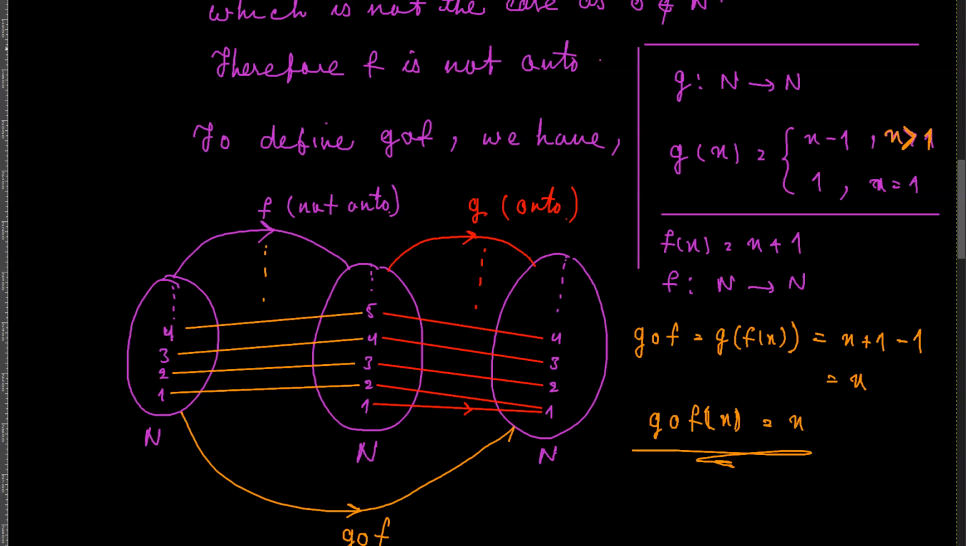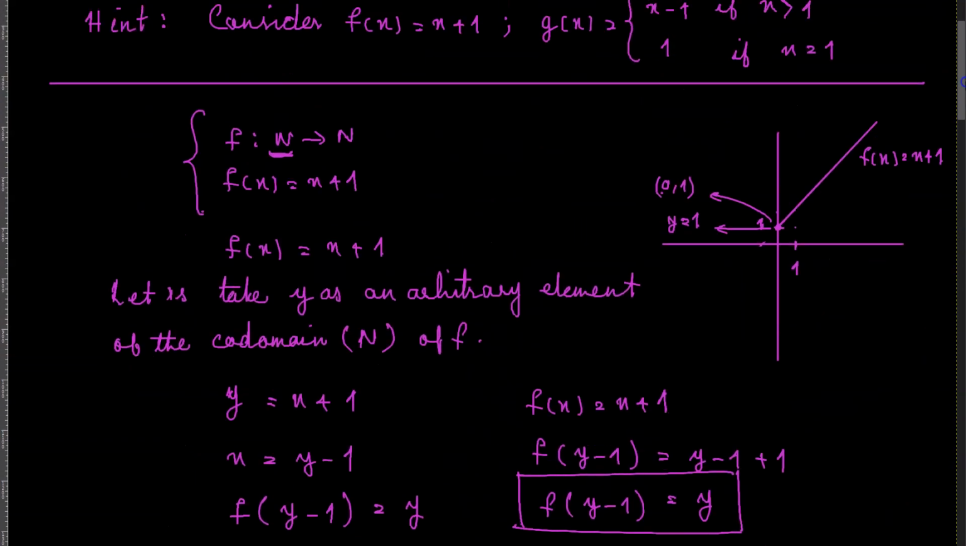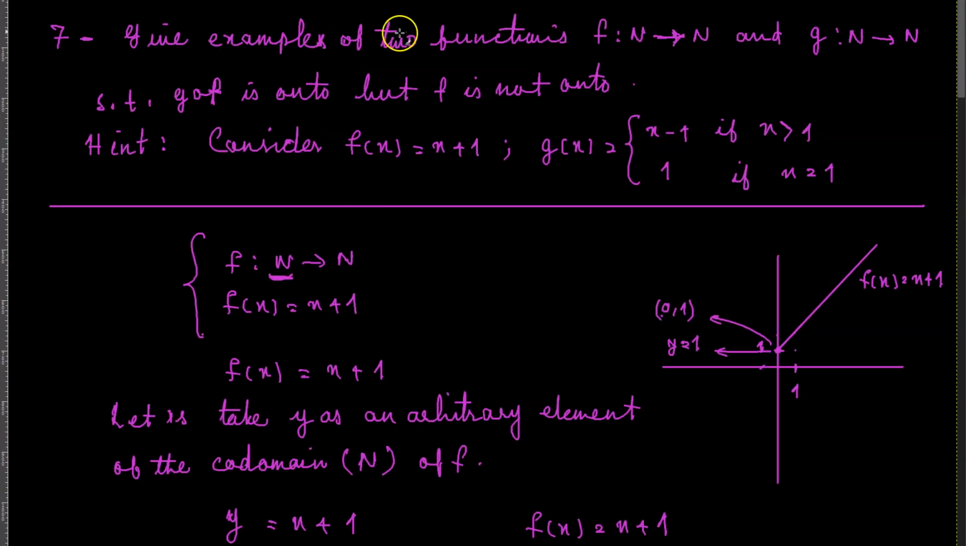Here we have, so you already are hopefully familiar with the question. We wanted to give examples of two functions f and g, both from N to N, such that g of f is onto but f is not onto, and we considered f of x is equal to x plus 1, g of x is equal to this function that we are already familiar with. So this is the solution based on the solutions that we have, and of course you know that all of these solutions, I'm reading them from the Tiwari Academy.